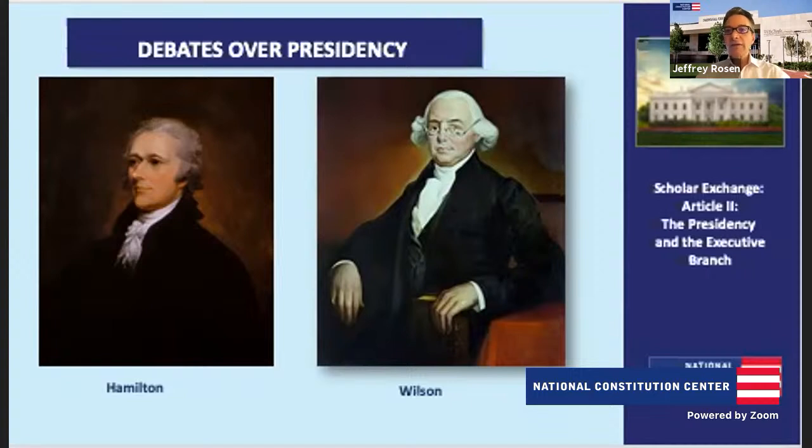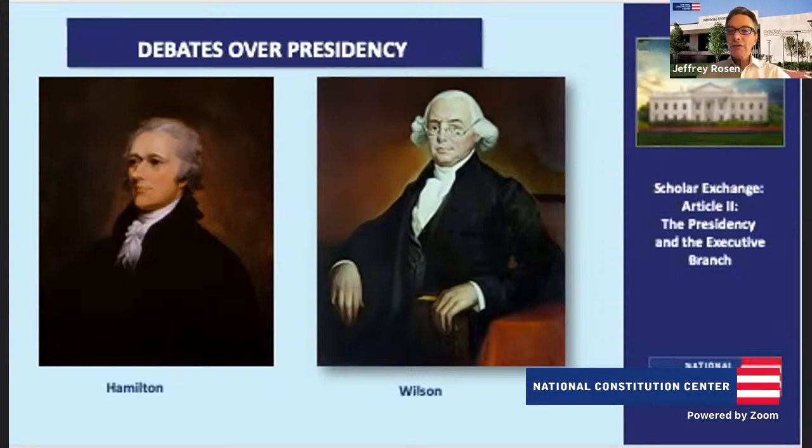Then the delegates debate the length of the president's term. It's so cool to go on the interactive constitution. I guess I'll resist the urge. But you guys should check it out afterward. Go to the drafting table provision, and you'll see the various proposals for the presidential term.